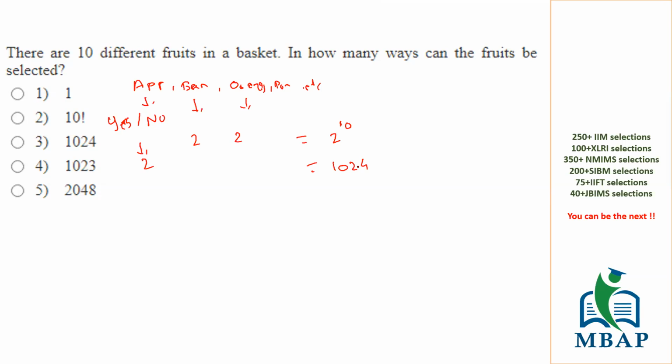Like to get these 10 fruits, there are 1024 different ways, out of which one is just getting the orange out, one will be just getting pomegranate and orange out, one will be pomegranate, orange, banana, apple out. So such different possibilities are there.